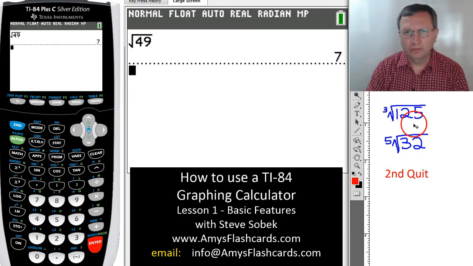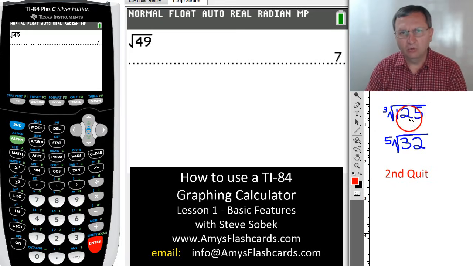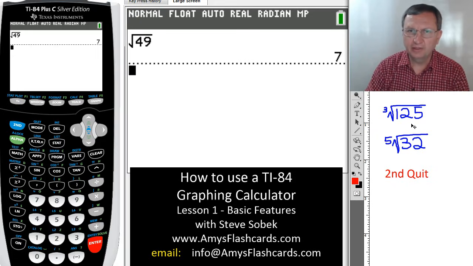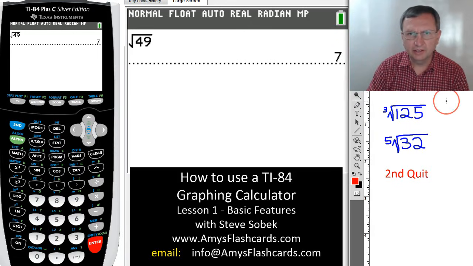The cube root of 125, or the third root of 125, is asking what number, positive or negative, times itself 3 times will give you what's inside, the radicand, 125. Well, that would be 5, because 5 times 5 times 5 is 125. 5 times 5 is 25, and 25 times 5 is 125. So we expect this answer to be 5, and let's go ahead and write that down.